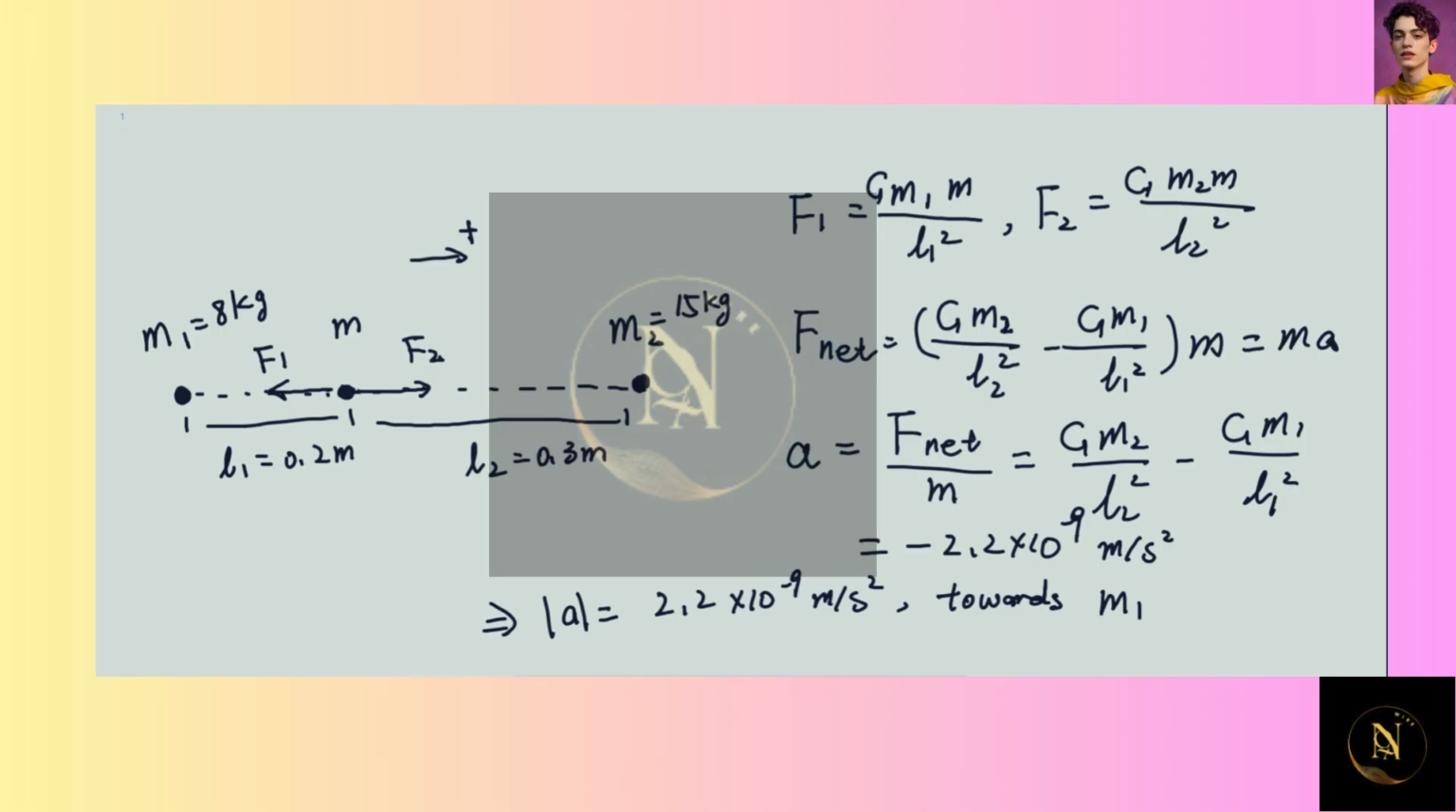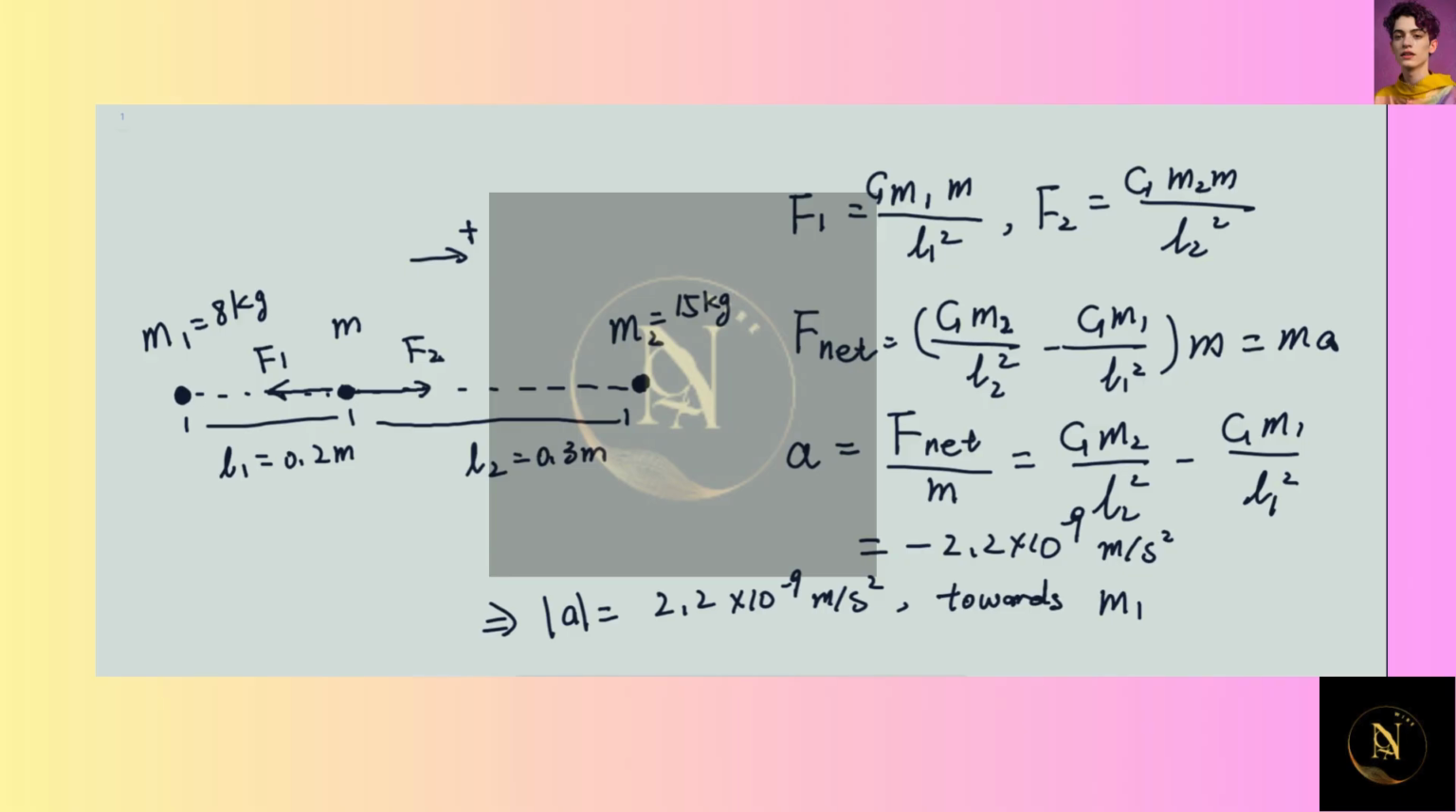So according to the gravitational force equation, F1 is going to be equal to G M1 M divided by their distance L1 squared, and similar for F2 here. So the net force applying on M is the difference between these two forces. So we use F2 minus F1, because F2 is in the positive direction and F1 is in the negative direction, and we can get this equation.